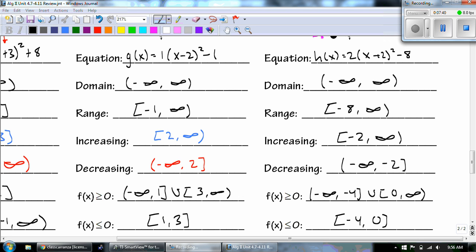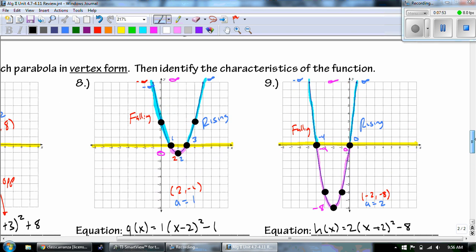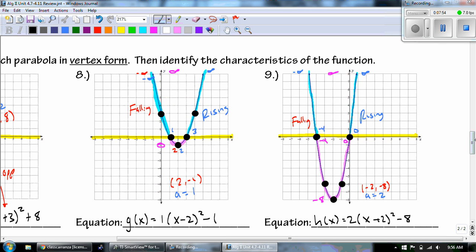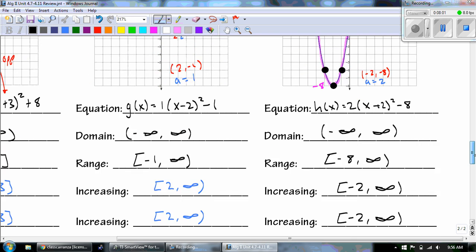And we're greater than 0 from negative infinity to -4, and then from 0 to 8. And then from -4 to 0, we are less than 0. Okay? And here's kind of all the stuff that I was writing as I was completing mine.